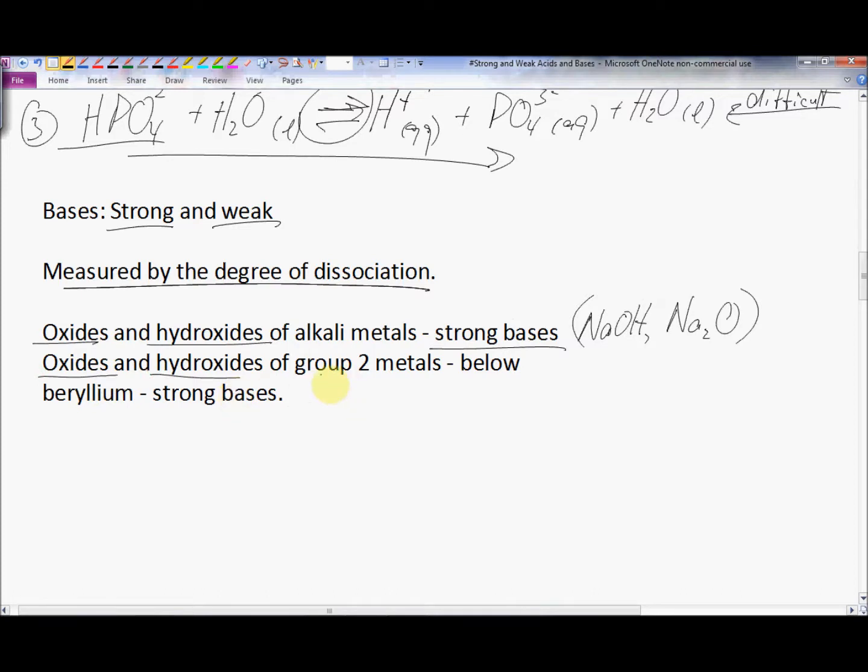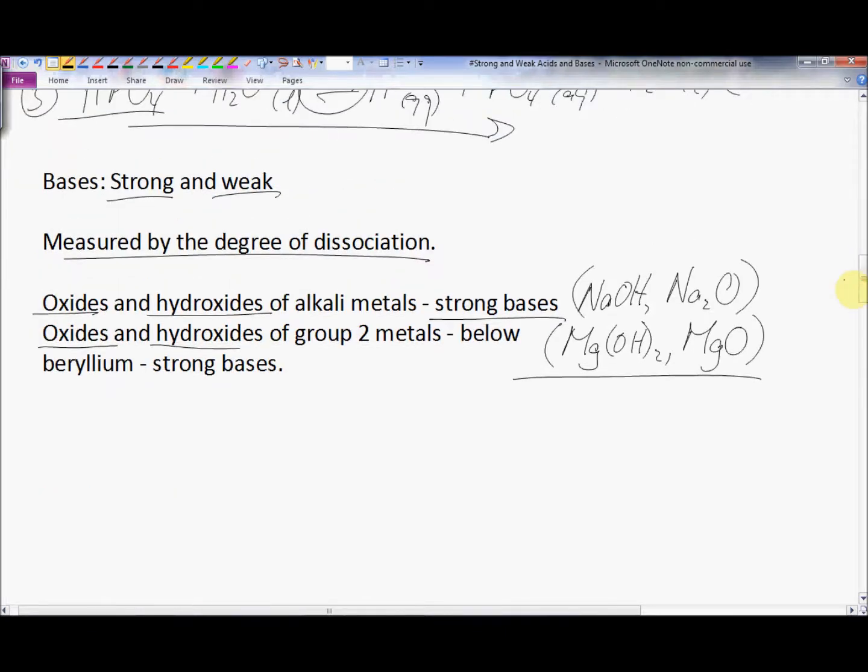Oxides and hydroxides of group 2 metals as well. So for example, magnesium hydroxide or MgO, magnesium oxide. Those would be examples of strong bases. Anything else isn't likely to be so strong. And what we find is with sodium hydroxide, add it to water, and you're likely to get full dissociation. So you have your sodium plus, and you'll have your hydroxide formed as a result.